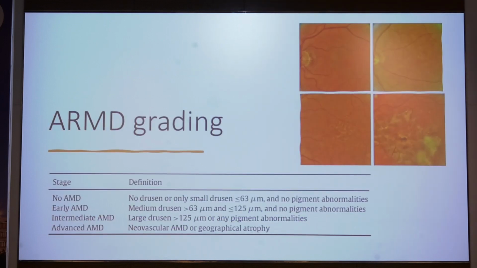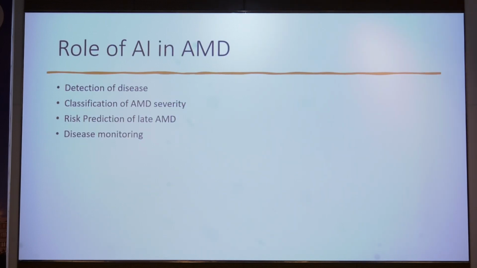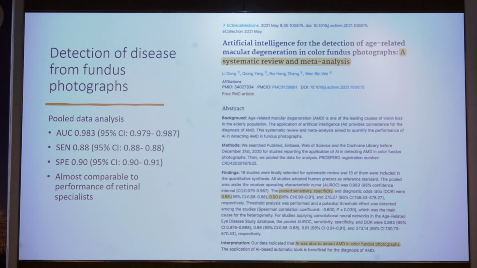So here comes the role of AI: it can help us detect the disease in time, classify it, predict the risk of late AMD, and monitor it also. Because we don't have enough trained specialists in our country, we have only 2,000 retina specialists registered in our society, and the population at risk is roughly 20 to 30 million. So that is a huge load, and AI can definitely help in that.